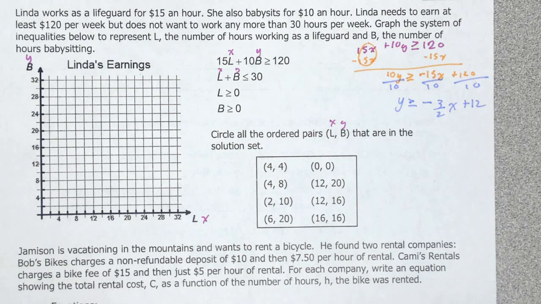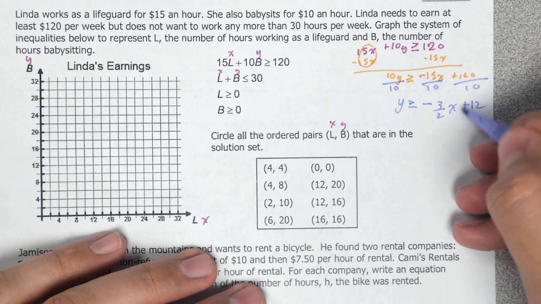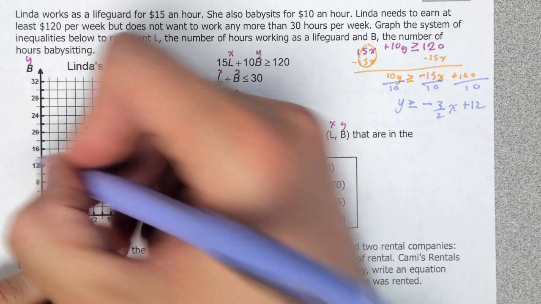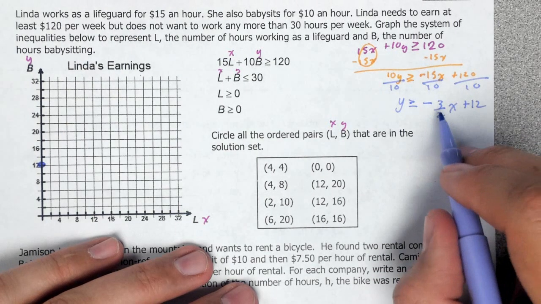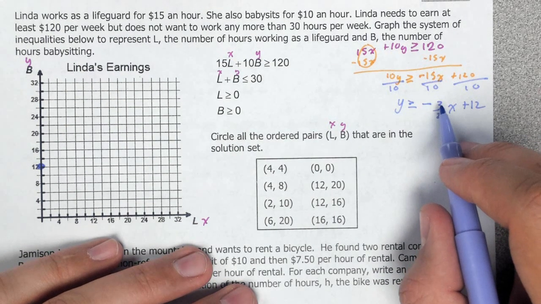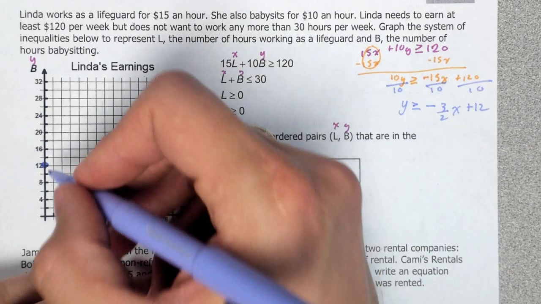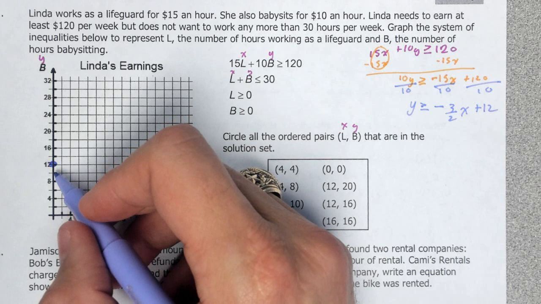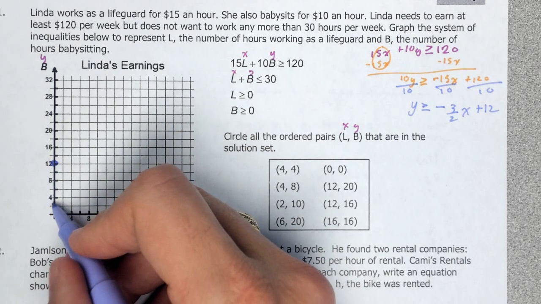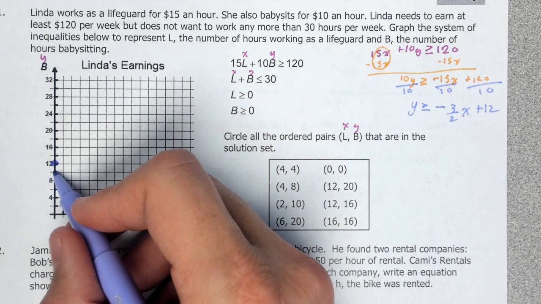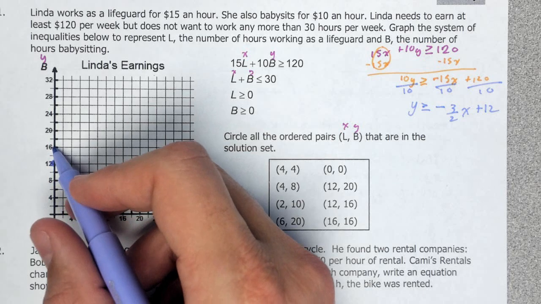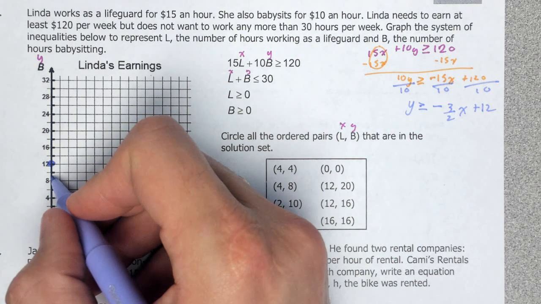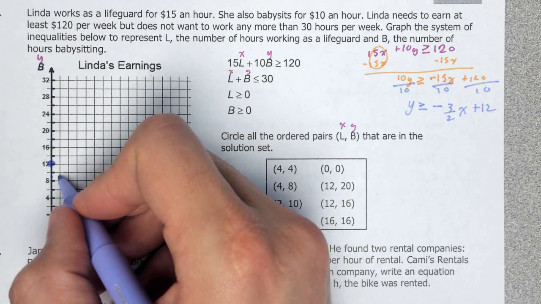Let's graph that. I'm going to start with my y-intercept of 12, just like that. And then my slope, my rise and the run: down 3, right 2. Each of these lines are 2: 2, 4, 6, 8, 10, 12, 14, 16. So if I'm going to go 3 down, it's going to be halfway between the lines. And then I'm going to go 2 over.